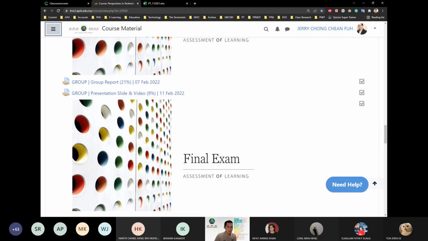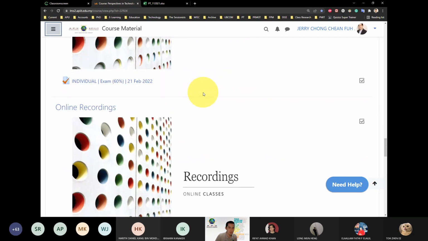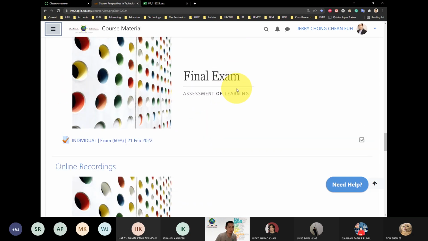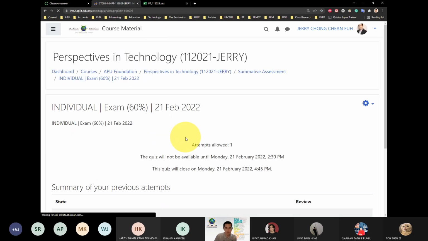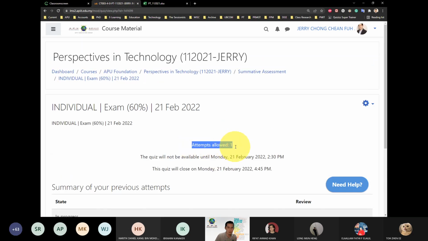Yeah. So Moodle access is obviously important. You would see the link is already made available there. Yeah. So under final exam, individual exam 60%, 21st of February. So when you click on it, I'm assuming this is what you should see as well. Yeah, so there's only one attempt allowed. The quiz will not be available until exactly at 2:30 p.m. on that Monday.